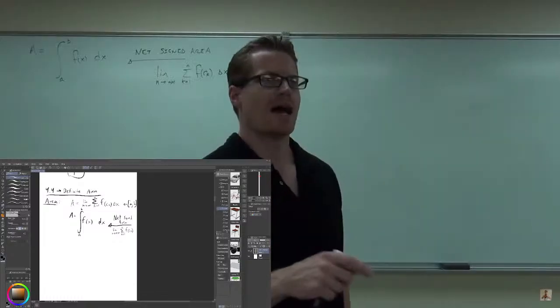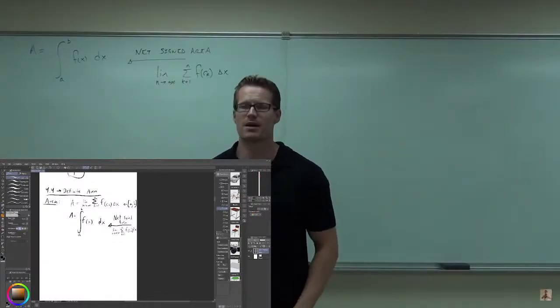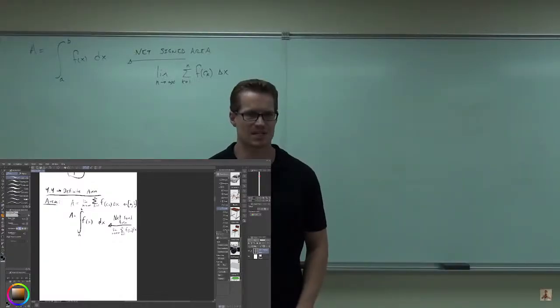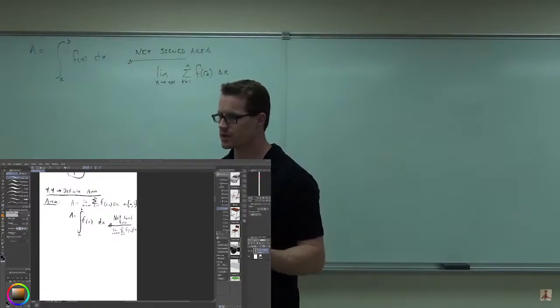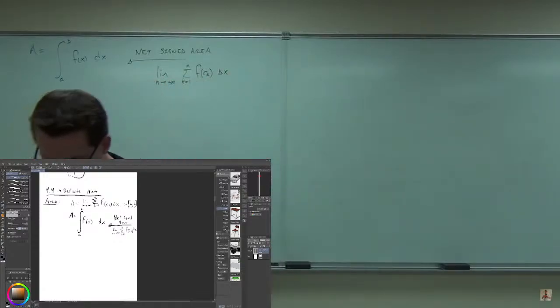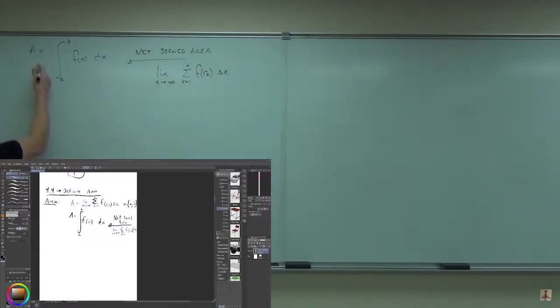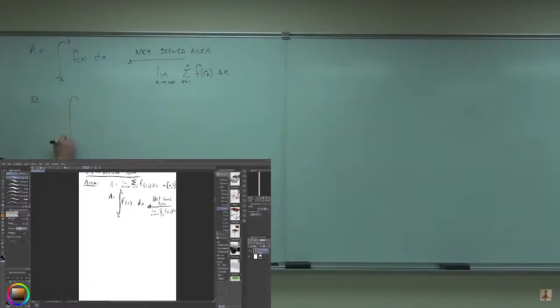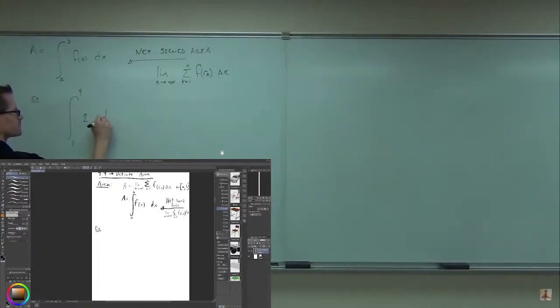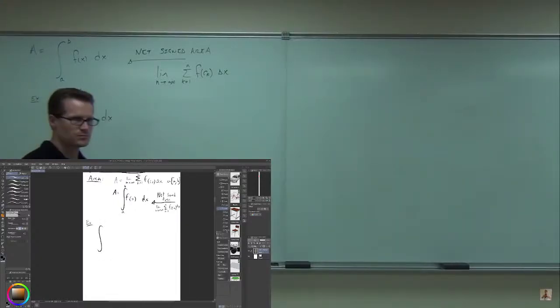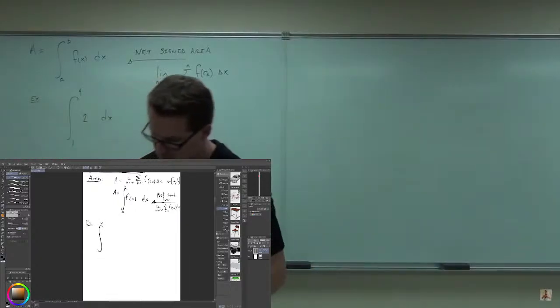Now, before I tell you how to actually compute these with very little problems, because you basically already know, I'm going to show you geometrically what this means, okay? I'll give you just 3 examples on what exactly we are doing here. So when we talk about geometrically what this represents, let's talk about the integral from 1 to 4 of 2 dx.